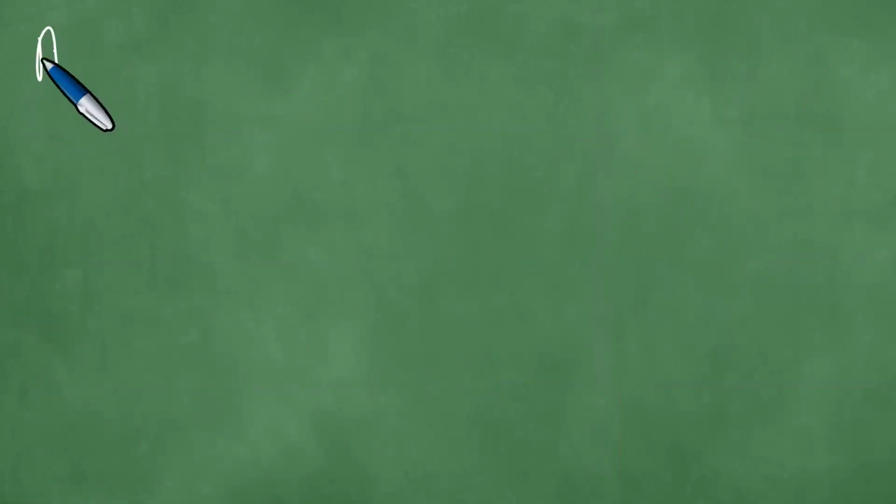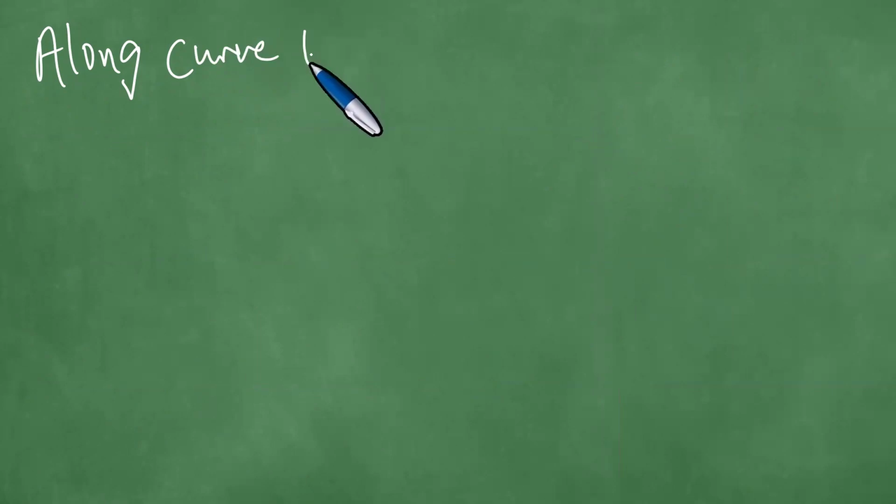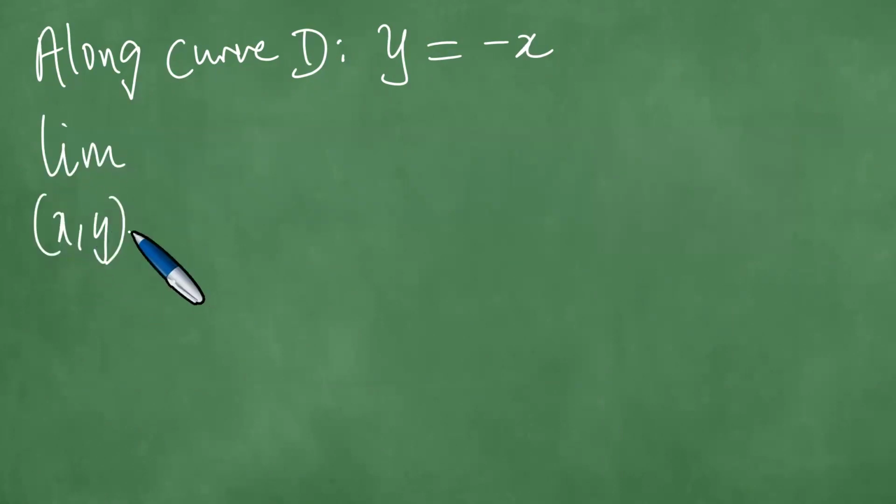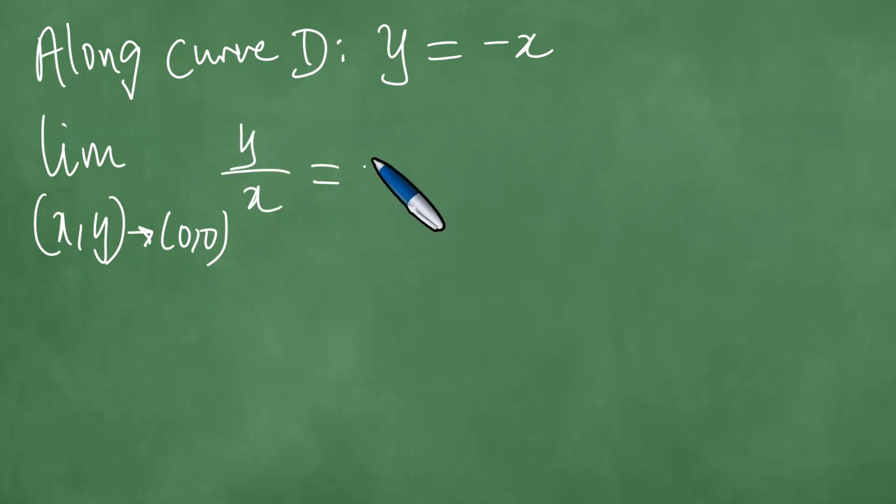Okay, along curve D, which is y equals minus x. Right, what do we have? We have the limit as x and y approach 0 and 0 of y over x. Okay, so this is along curve D, so you put a small d there, but y equals minus x. So wherever there is y, you substitute minus x, and therefore the first component, x, approaches 0, and the second component, minus x, approaches 0.